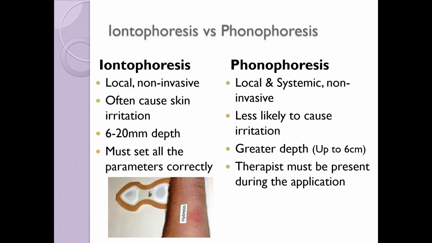The benefits of both ionto and phonophoresis are similar as well. The primary benefits to utilizing iontophoresis include local, non-invasive treatment of target tissues. The medication does not need to go through the systemic system, including the stomach, intestines, and bloodstream to target tissues. In addition, the skin is not broken, such as with a needle stick to administer medication. Unfortunately, iontophoresis often causes skin irritation, especially in individuals with lighter skin pigmentation. We can target tissues at a depth of approximately 6 to 20 millimeters during treatment.